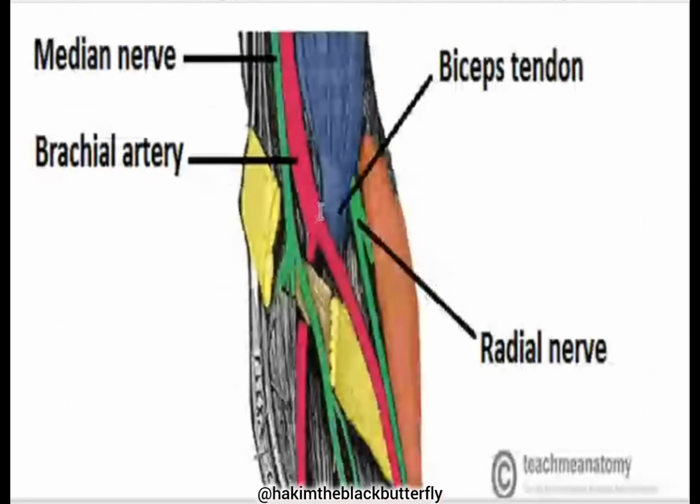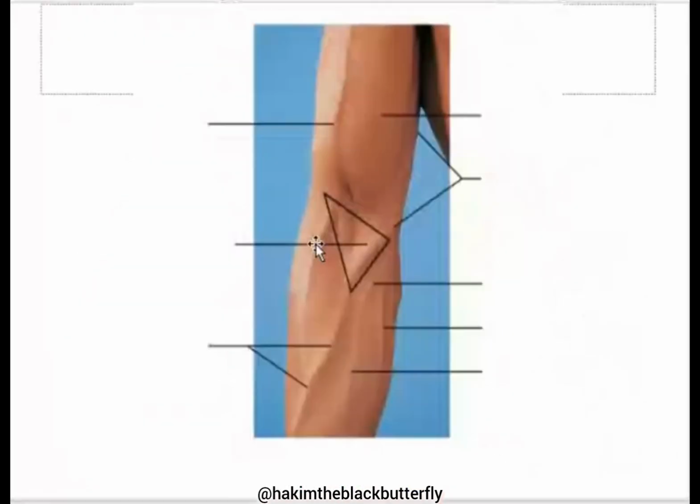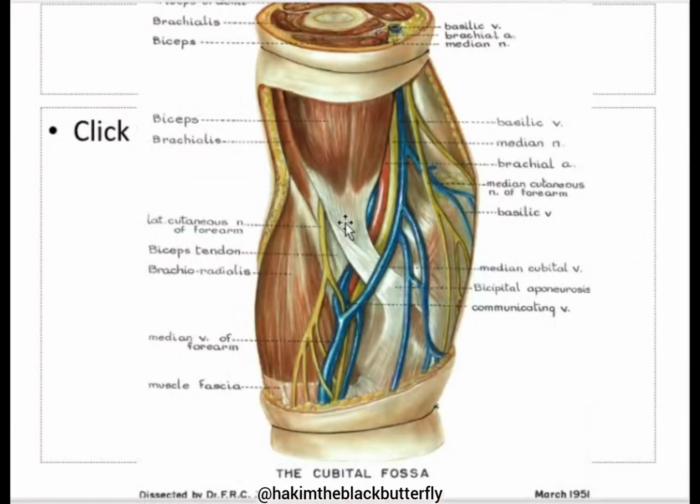The roof of the cubital fossa, I said, is the bicipital aponeurosis, the subcutaneous tissue, and the skin. Meaning that these structures pass below the roof. As you can see, this is the bicipital aponeurosis.